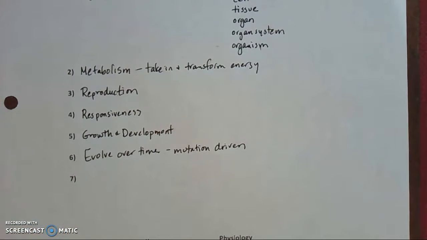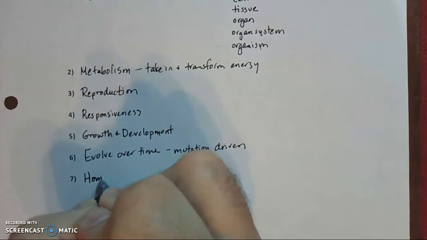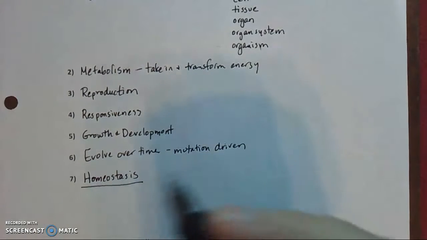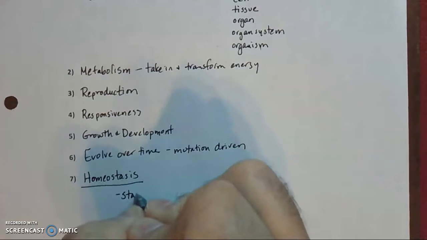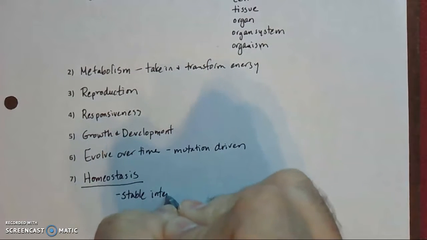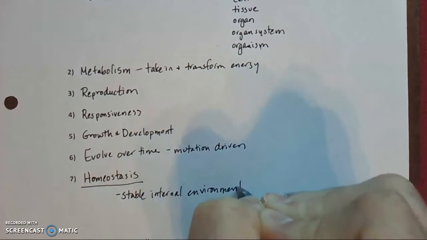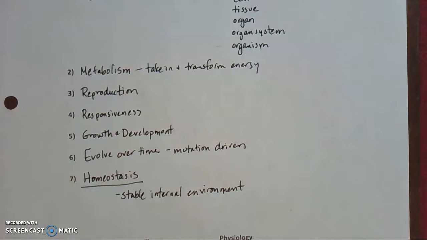And then our last one is one that we will be looking at all year, and that is homeostasis. Homeostasis means stable internal environment. So living organisms maintain homeostasis or try to maintain it. Our bodies want a stable internal environment. We need a certain pH and we need a certain temperature that we function well in.